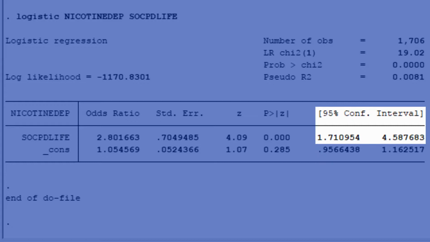So for example, the odds ratio for social phobia is 2.8. If we were to draw additional samples of young adult daily smokers in the U.S., 95 times out of 100, the odds ratio would fall somewhere between 1.71 and 4.59.